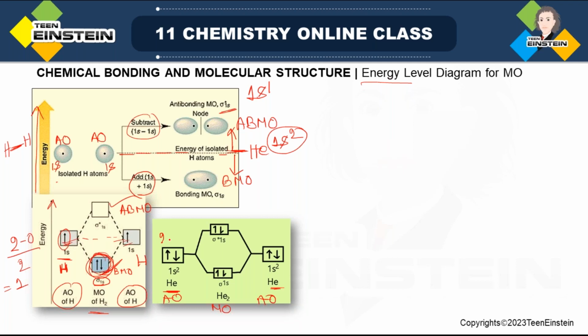Now total number of electrons is 2 plus 2, so 4. Out of these 4, 2 we will place in the BMO, and then only we can switch to this ABMO, sigma star. So in this way 4 electrons are filled. But see, if you calculate bond order, total number of electrons in bonding is 2, in anti-bonding also 2, so it is basically 0. That is the reason He2, this type of diatomic molecule, does not exist, which you can prove from this molecular orbital diagram. Helium is basically monoatomic. Fine.